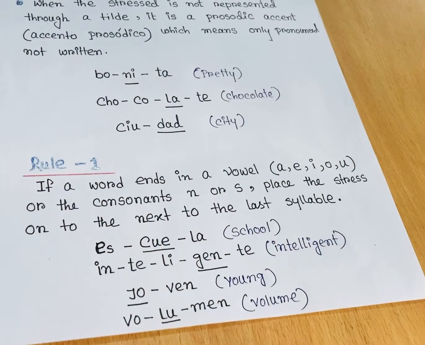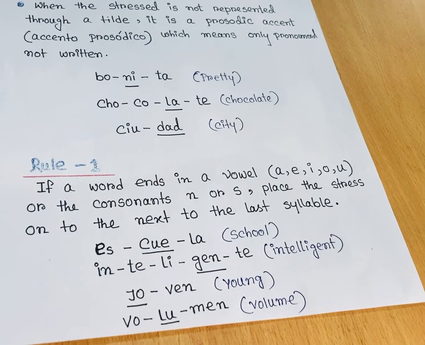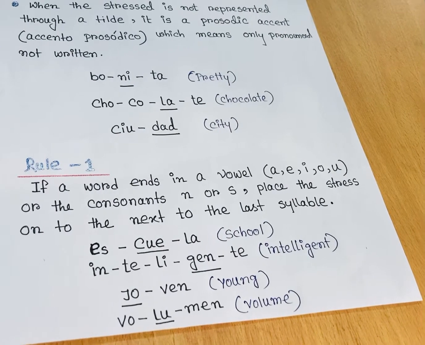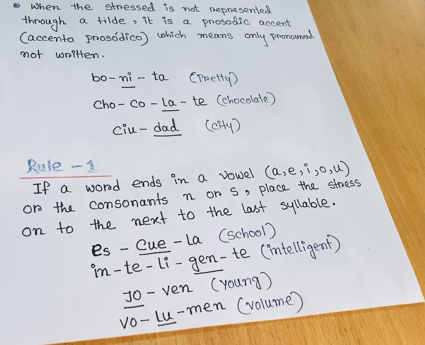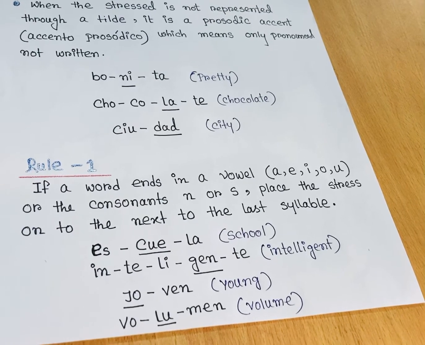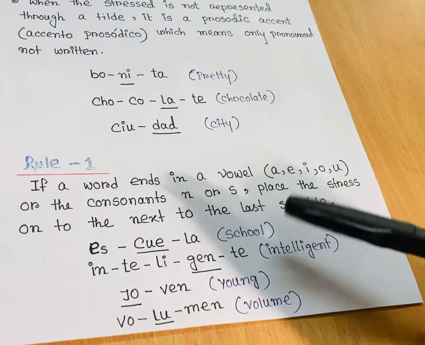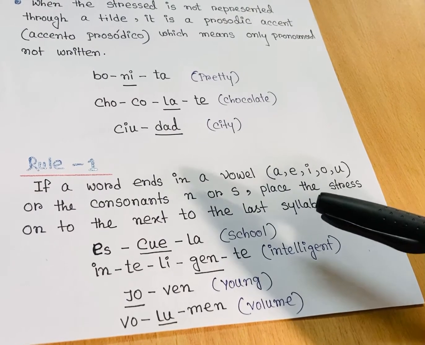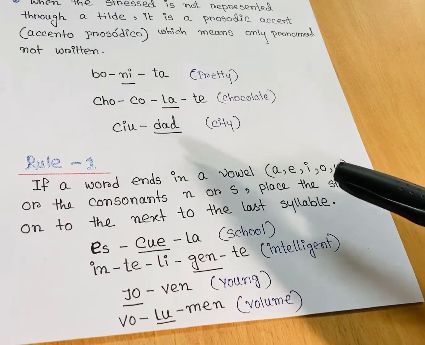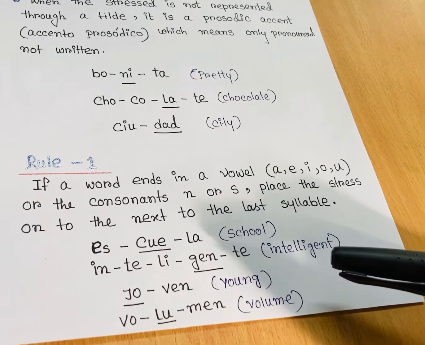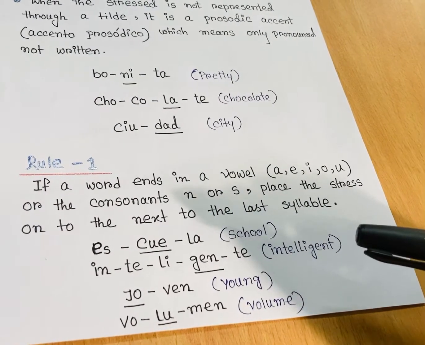Now, rule number 1. If a word ends in a vowel or the consonants N or S, place the stress onto the next to the last syllable. For example, escuela, inteligente, joven, volumen.